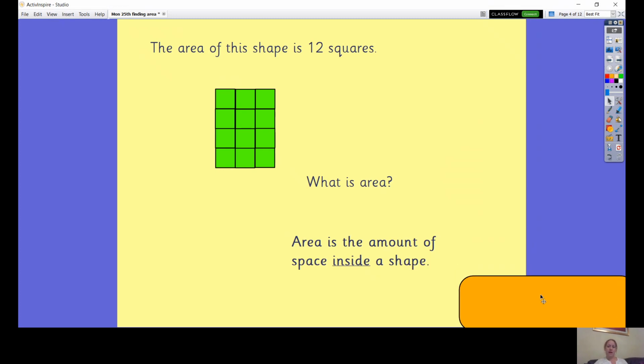Okay. So area is the amount of space inside a shape. So when we were doing perimeter, we were talking about round the rim, around the edge of the shape. But when we're talking about area, that's the amount of space inside a shape. So if you think about the playground, it's about how much space you would have to run around on the playground, in the middle of the playground, okay? Not the distance walking around the edge, because that's perimeter. Okay, so here the area of the shape is 12 squares because there are 1, 2, 3, 4, 5, 6, 7, 8, 9, 10, 11, 12 squares.